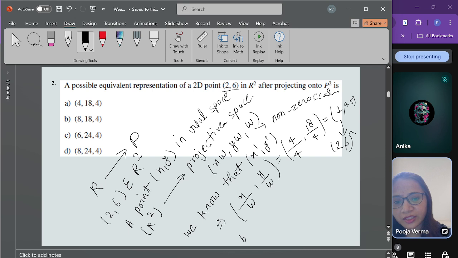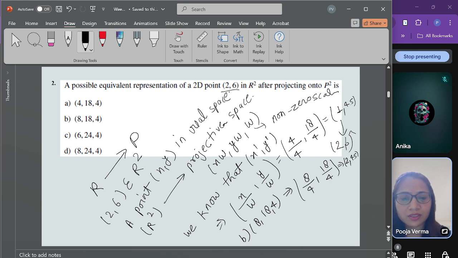The next is given as 8, 18 and 4. So if we convert it, x by w, 8 by 4, again 18 by 4. So here you will get 2 comma 4.5, right? This is also not matching with the 2 comma 6. So option B is also not a correct option. Now check with option C. Option C is 6, 24, and 4.